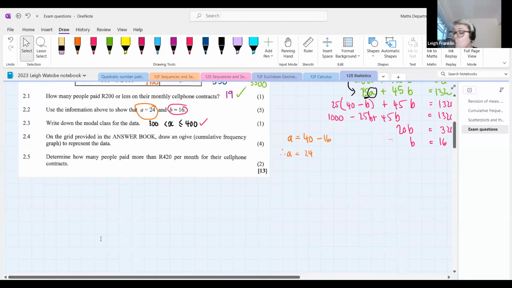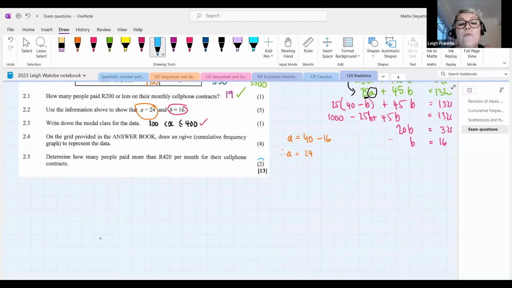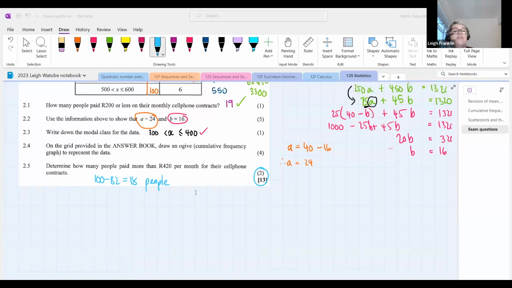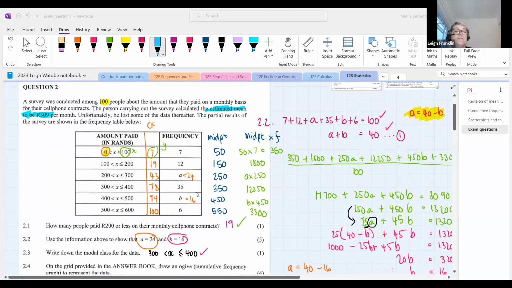Okay, so one mark here is for showing that you have read off this information. The other mark is for your answer. So it would be 100 minus 82, which would be about 18 people. So don't forget to show where you have read that information off if that's what they are asking. Does that make sense to everybody? Are there any questions before we go on?